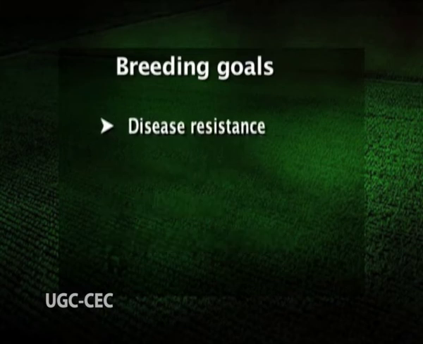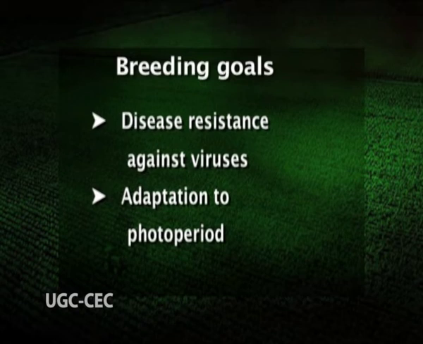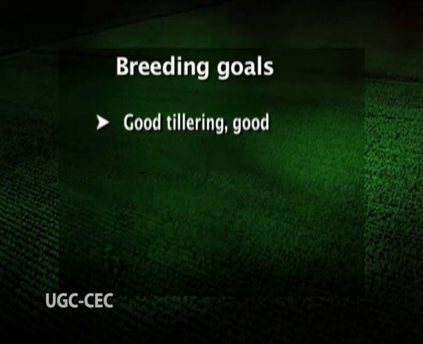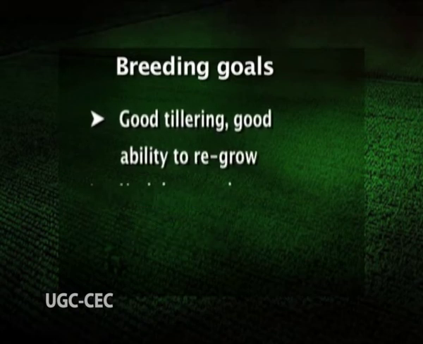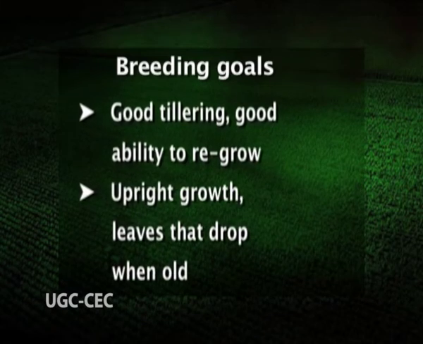Disease resistance, especially against viruses. Adaptation to the photoperiod, non-flowering. Good tillering and good ability to regrow. Upright growth and leaves that drop when old.